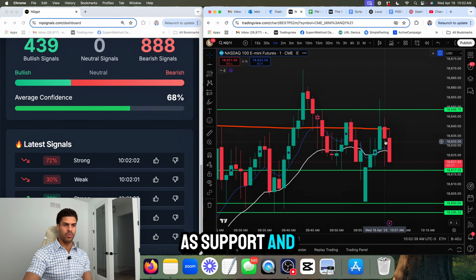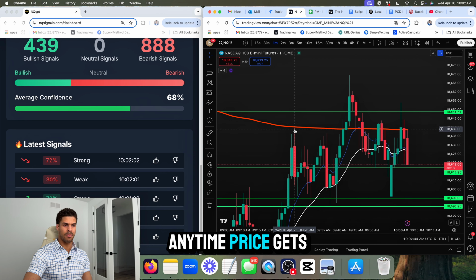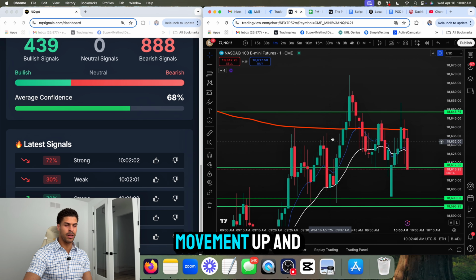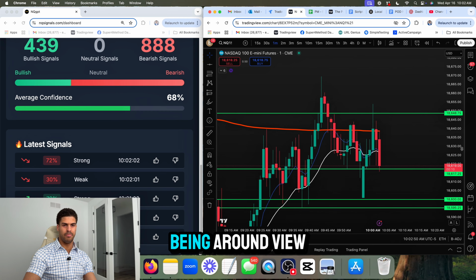It does act as support and resistance, but it acts more like an amplifier of price. Anytime price gets near it, we get violent movement up and down. It's really just a no fun zone, like the whole area around VWAP.